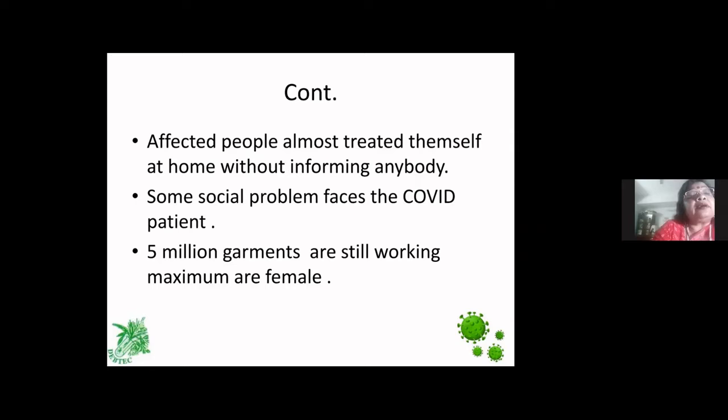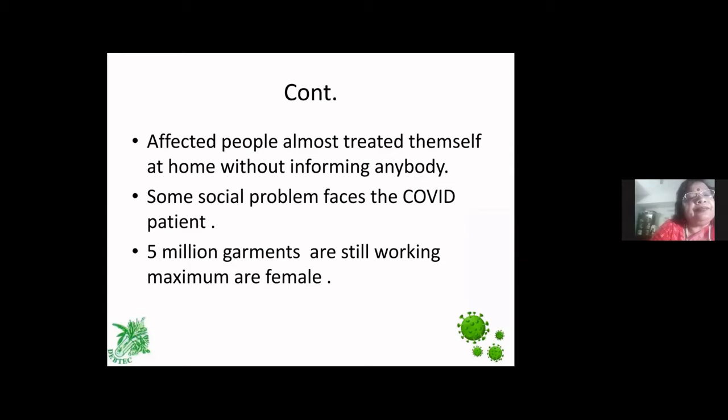But we know that people are being treated at home. People are not announcing it. For various reasons they are not going to the hospital because of inadequate hospital treatment. They do not believe in the hospitals. Affected people mostly treat themselves at home without informing anybody.